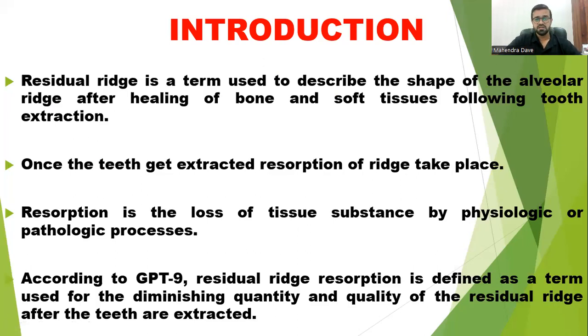So the residual ridge is a term used to describe the shape of the ridge, the angular ridge, after healing of bone and soft tissue following the procedure of extraction. Once the teeth get extracted, resorption of the ridge starts taking place. Resorption is the loss of tissue substance by a physiologic or pathologic process. According to the Glossary of Prosthodontic Terms, residual ridge resorption is defined as the term used for the diminishing quantity as well as quality of the residual ridge after the teeth are extracted.